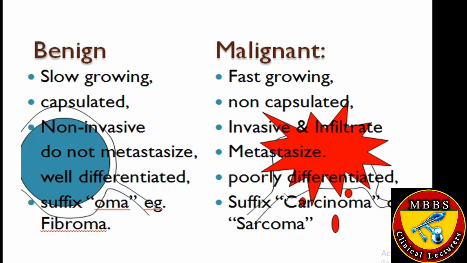Now the nomenclature. For benign tumors, we use the suffix "oma." For example, if a tumor is arising from fibrous tissue, we attach the suffix "oma" and it is known as fibroma. While for malignant tumors, we use the suffixes "carcinoma" and "sarcoma," for example adenocarcinoma or fibrosarcoma. So the suffixes carcinoma and sarcoma are used for malignant tumors.